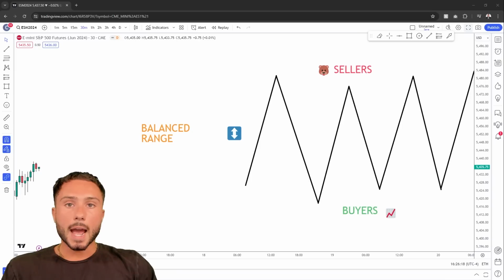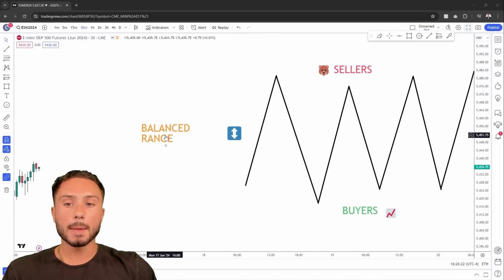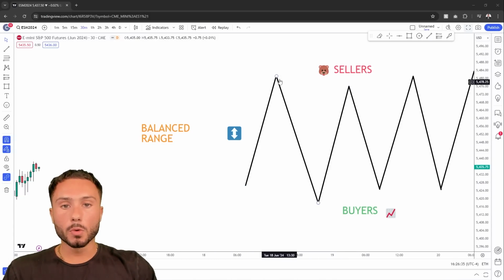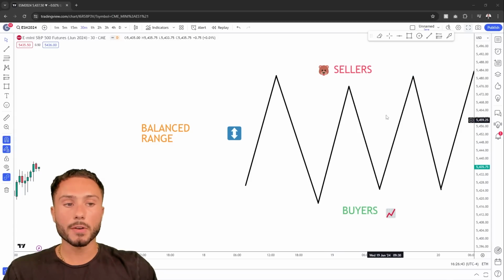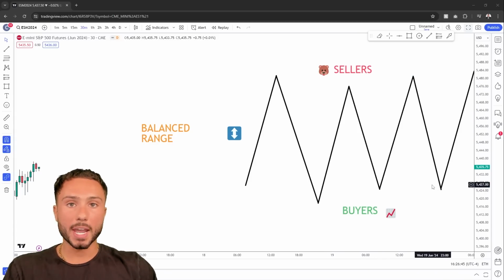Now, to understand this strategy completely, we have to be able to identify what a balanced range looks like and why balanced ranges form in terms of an auction. So in a market's auction, when it is very balanced, we almost have a heartbeat type of pattern where the market moves up and the rallies are getting sold into, the market moves down, the dips are getting bought into, and we see a period of consolidation where the market is very stagnant between a range of prices.